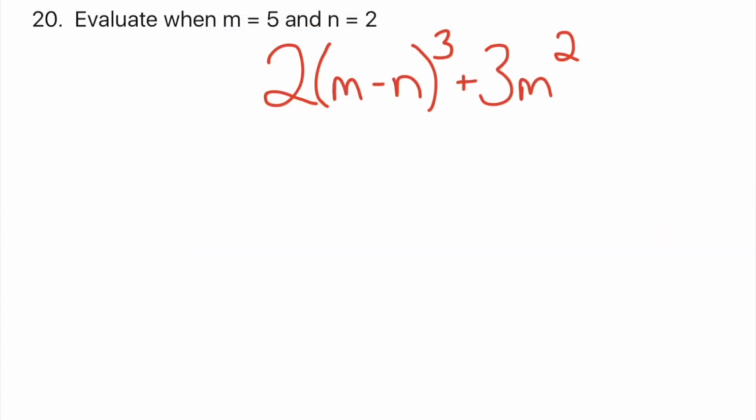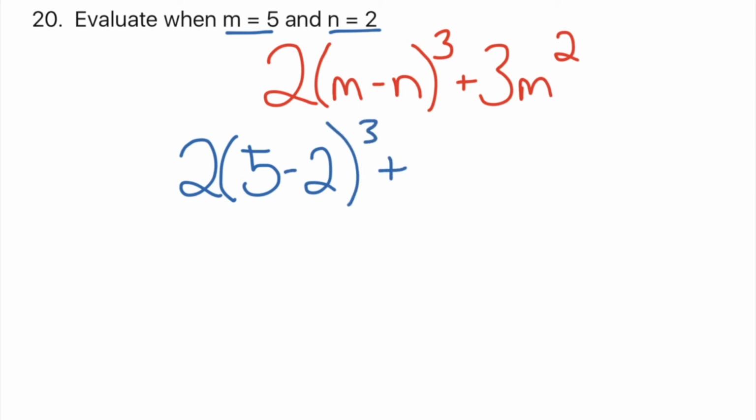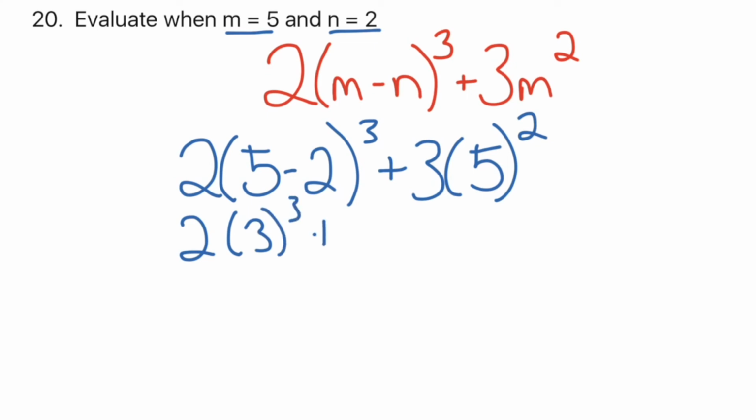Okay, number 20, evaluate when m equals 5 and n equals 2. So again, I just go in and plug in my numbers. So we have 2 times (5 minus 2) cubed, plus 3 times 5 squared. Okay, follow order of operations. So I'm going to start with my parentheses. We have 2 times 3 cubed plus 3 times 5 squared. Now we have exponents, and we have 2 exponents, so I'm going to go and do both of those.